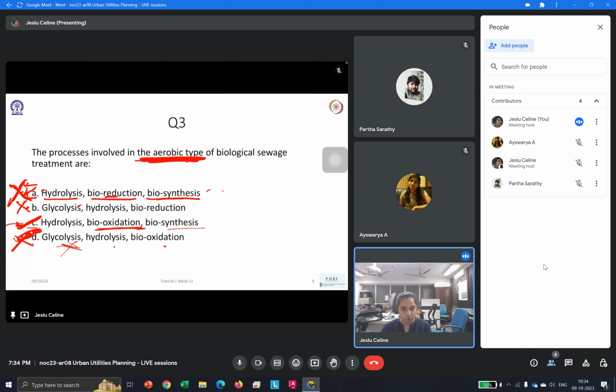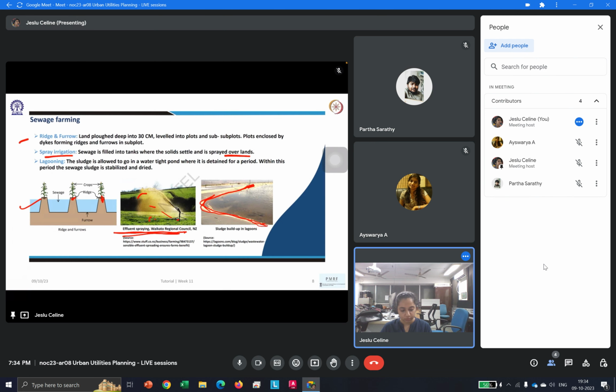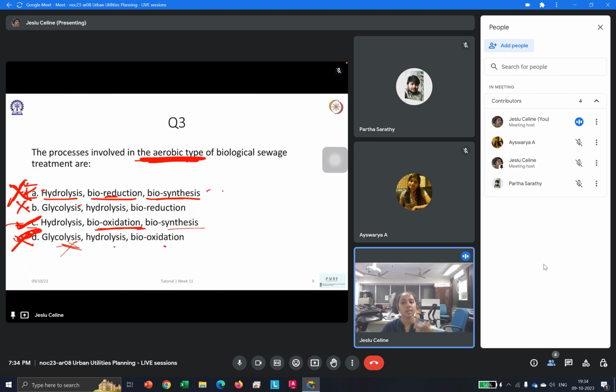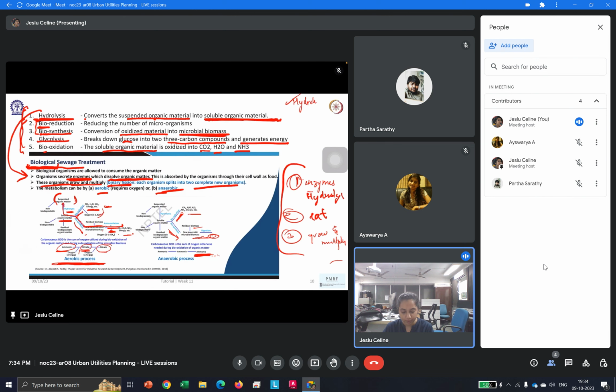If this option was not there, and if oxidation was given in all the options, then we could say this is the best option we have. It would not be the absolute correct answer, but these three processes are there, so definitely it is. But since we have this option with hydrolysis, biooxidation, and biosynthesis, this is the actual step in which it moves. So we have hydrolysis, biosynthesis, and then oxidation, these three processes.